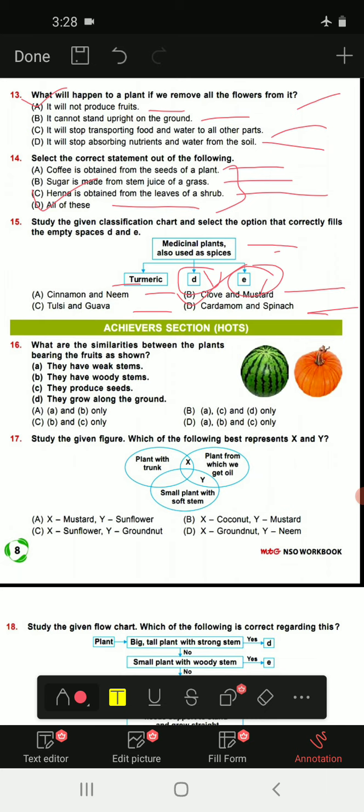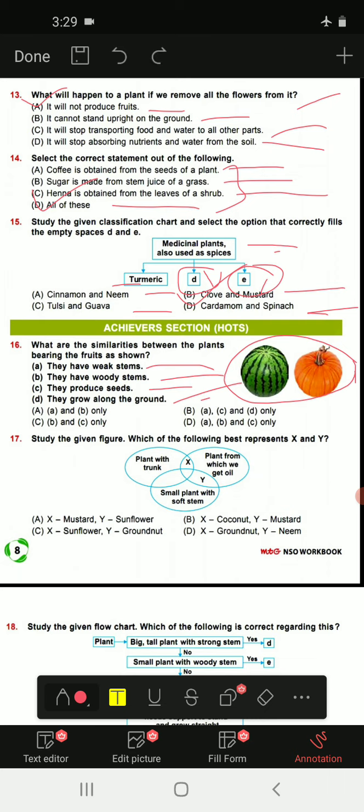Next question. What are the similarities between the plants bearing the fruits as shown? These are the two fruits we see. Now here, A is they have weak stems, they have woody stems, they produce seeds, they grow along the ground. So you need to find which options are correct. Now the options begin.